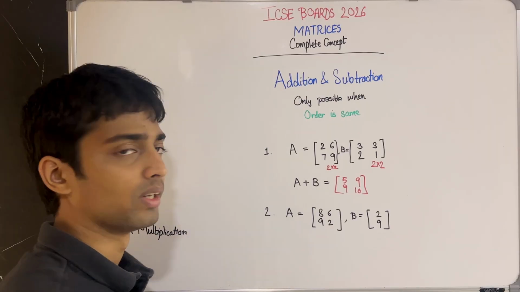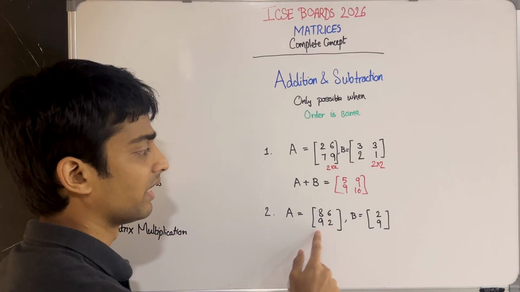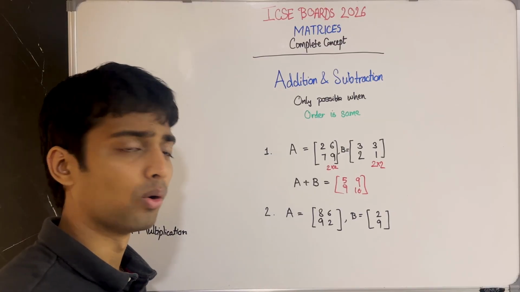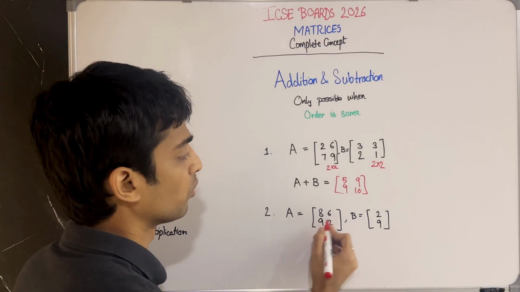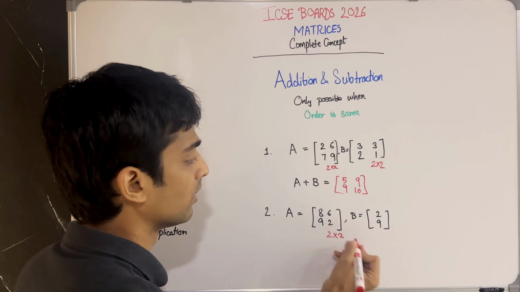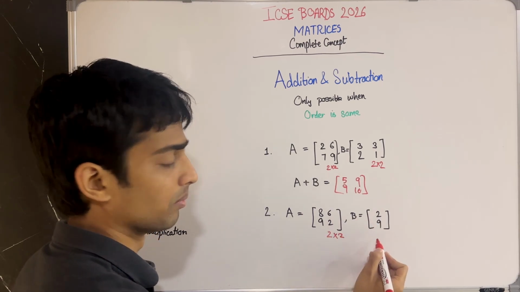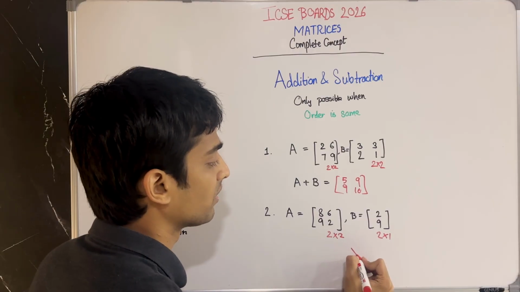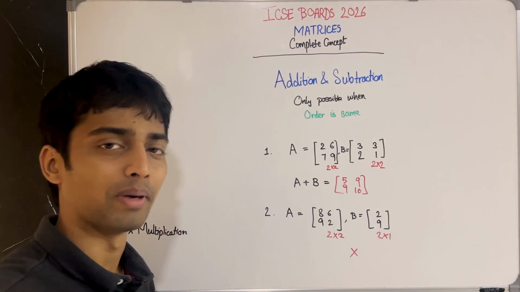Let's look at the second one. A is 8, 6, 9, 2, B is 2 and 9. So we need to find the order first. So we have order here, 2 rows, 2 columns. So 2 by 2 is the order. Here we have 2 rows, 1 column. So 2 by 1. Order is not same. So we cannot perform addition here.